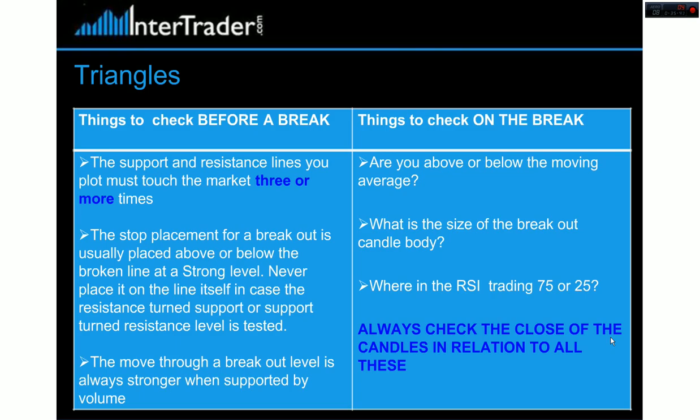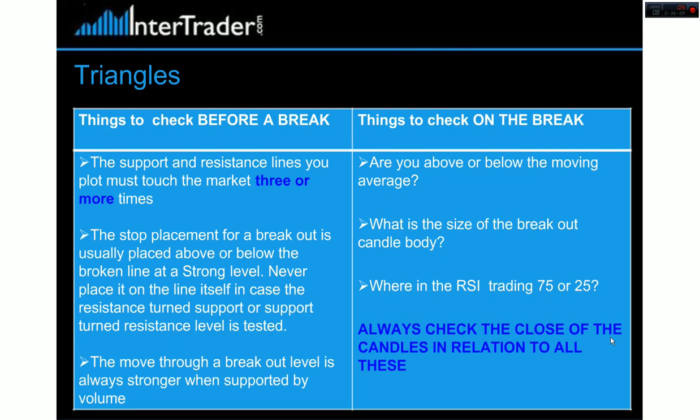And again, you can see volume because it should generally be on your MetaTrader charts, or it should be supported by a solid red or green candle. That's your volume right there. So, things to check on the break: are you above or below the moving average? If you're going to break out to the upside, you need to be trading consistently above the moving average, be it 20 period, 50 period, doesn't matter. As long as you're trading above the moving average, you're putting the odds back in your favour.